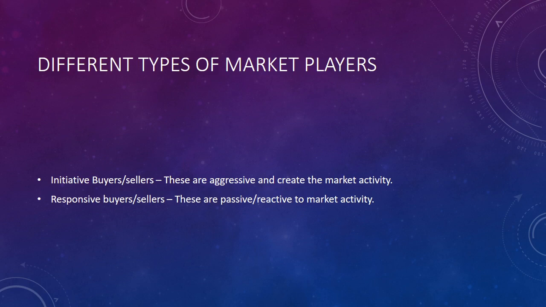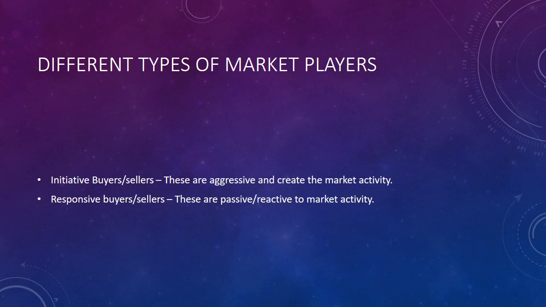Most retail traders, even those who have quantities of 10, 15 lots, can't really move the market, right? Here I'm talking about the types of players based on their influencing power and their behavior, right? I have divided them into two parts. One is initiative buyers and sellers, and the other part is responsive buyers and sellers. Initiative buyers and sellers are the guys who are very aggressive, right? They have huge money power and they can create the market activity rather than reacting to market activity, right?